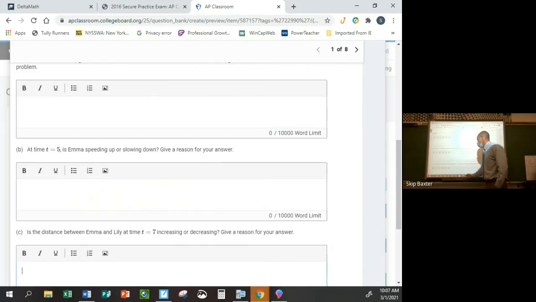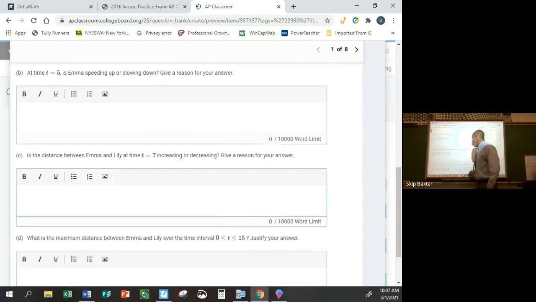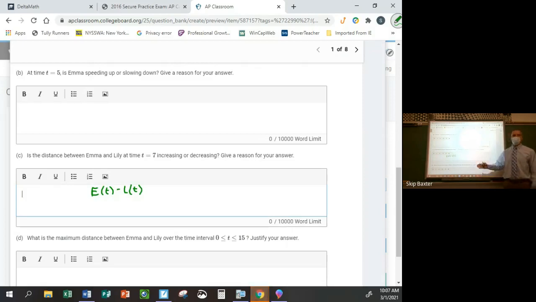The next question says, is the distance between Emma and Lily at time t equals 7 increasing or decreasing? How do you get that? Whatever the E of 7 is and L of 7 is, and then whichever one is straight up. Yeah, exactly. The distance between them is changing at a rate of E of t minus L of t. Right? That's the rate at which the distance between them is changing. So you just find E of 7 minus L of 7. If that happens to be positive, then the distance is increasing. If it's negative, then the distance is decreasing.